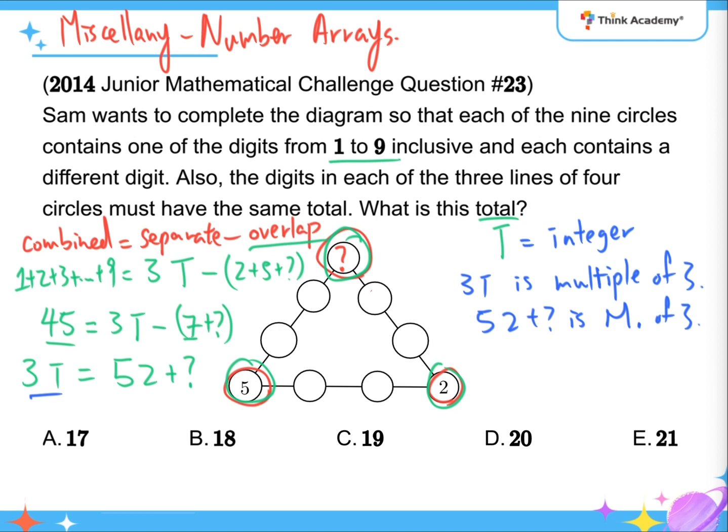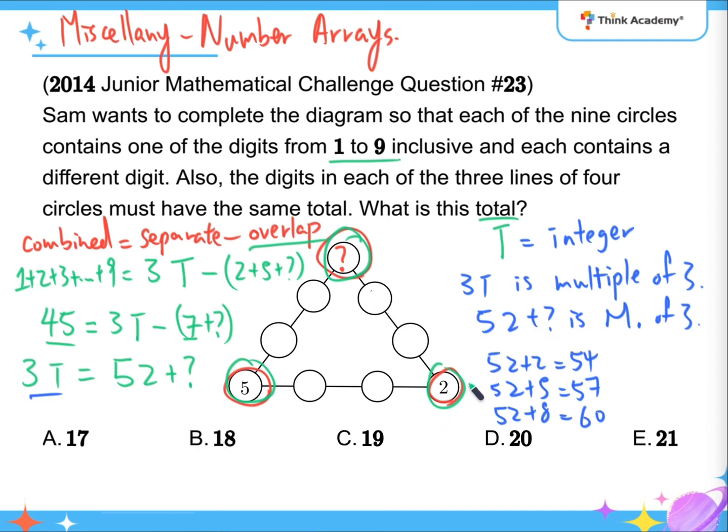Okay? So what is the next multiple of 3 after 52? It should be 54, right? 52 adding 2 is 54. And the next one, 52 adding 5 is 57. And the next one, 52 adding 8 is 60. So these are the 3 possibilities we have.